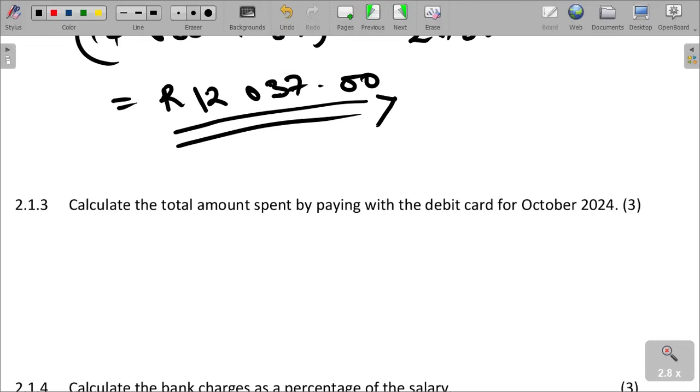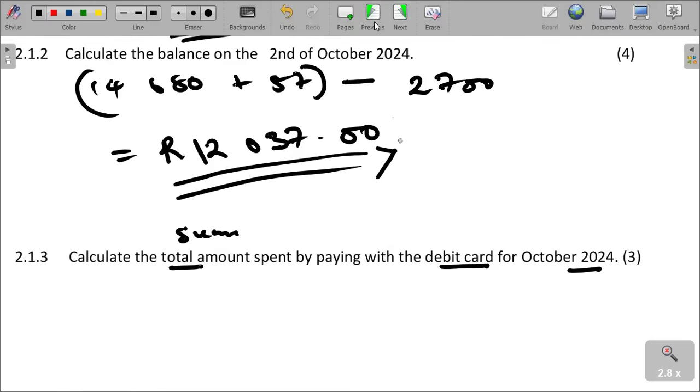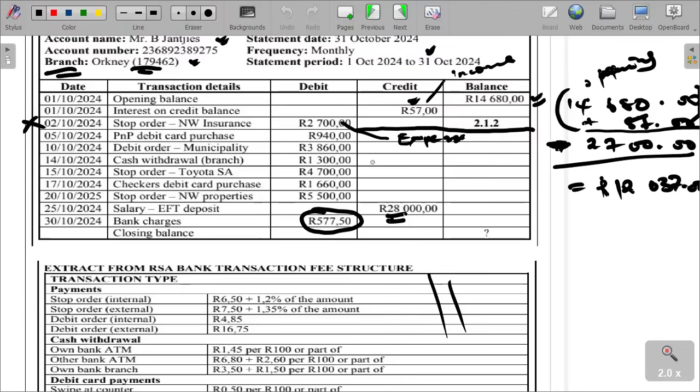And then calculate the total amount spent by paying with debit card for October 2024. So we have to look at items that are paid through debit card, and then we identify those and add the total of those monies. What was paid with a debit card? We have got Pick and Pay debit purchase, which is 940.